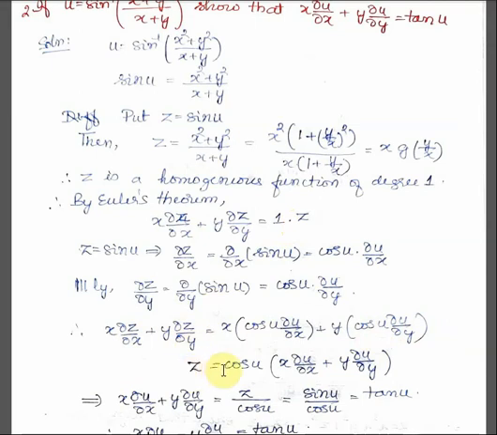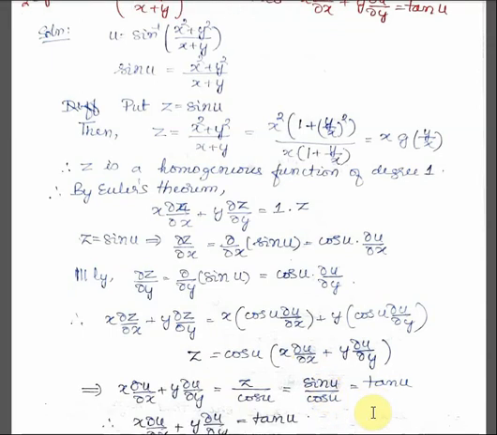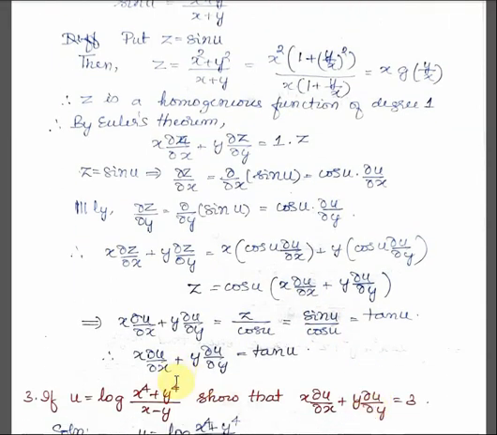Therefore, z is equal to cos u into, cos u is common, I can take it out, x ∂u/∂x + y ∂u/∂y. Therefore z is cos u into this term. Substitute back for z. z is sin u. Therefore x ∂u/∂x + y ∂u/∂y, cos u taken to this side becomes z/cos u. z is sin u. sin u/cos u is nothing but tan u. Therefore we get x ∂u/∂x + y ∂u/∂y is equal to tan u, which is the required result.